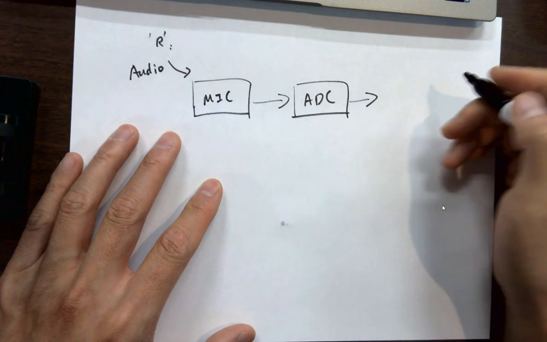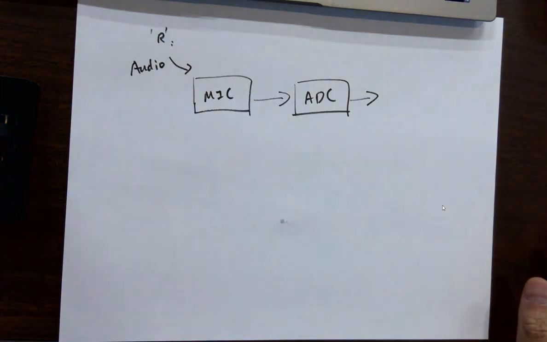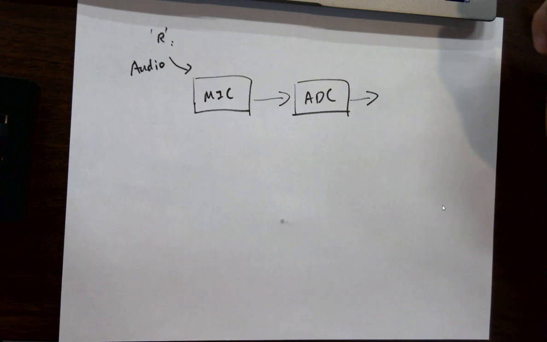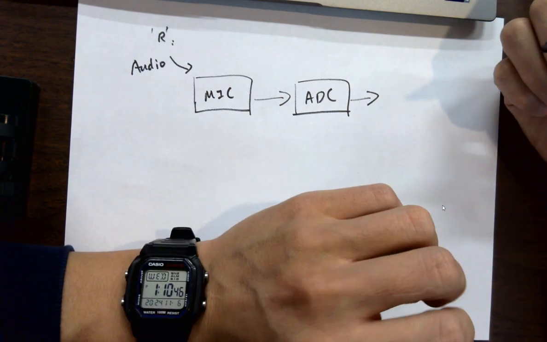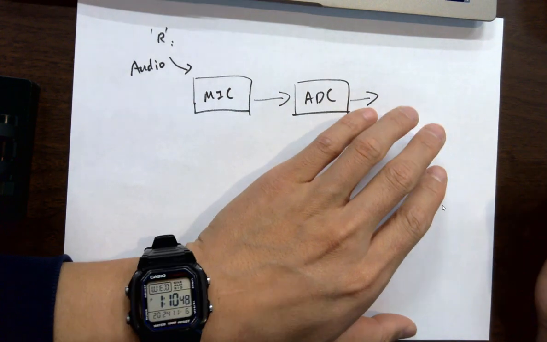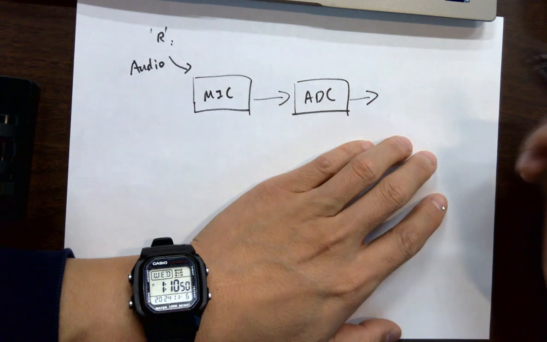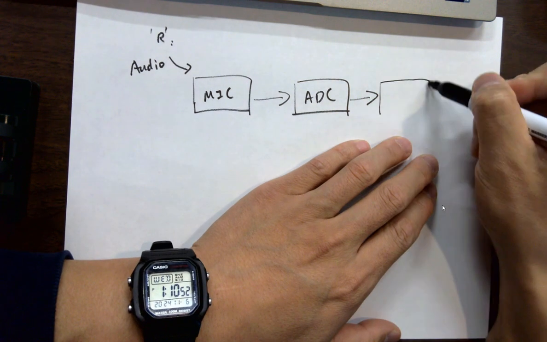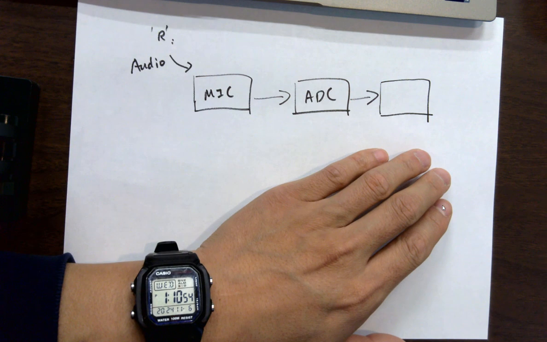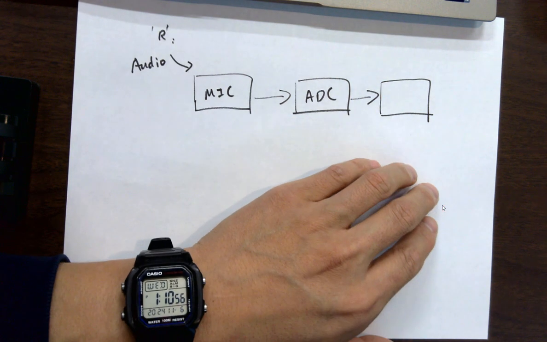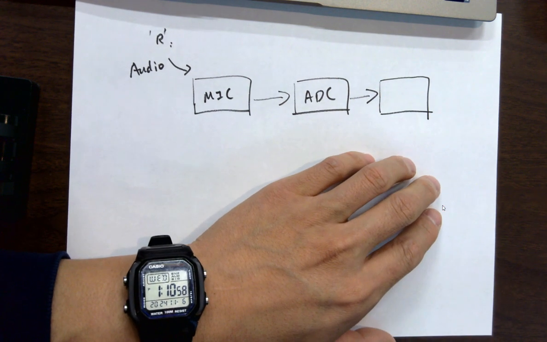So what's next? Speaker? You're recording, right? Recording, not play. So you don't need a speaker. What do you need for this? Buffer. Yeah, buffer. Yeah, but functional blocks on the schematic. Let's say, ADC converted to digital signal.